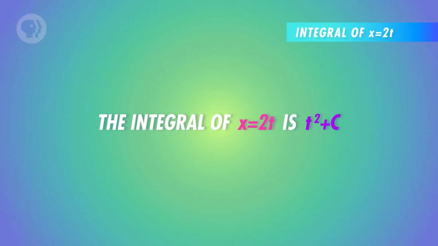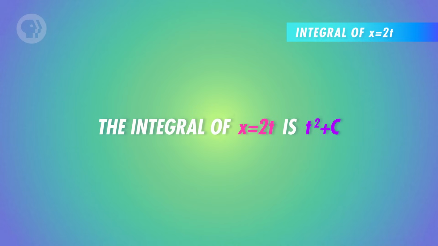Like the derivative of t squared is 2t, but you can add any number or a letter representing a number to it, and the derivative will still be 2t. So the derivative of t squared plus 1 is also 2t, and the same is true for t squared minus 7. Which means if you're looking for the integral of an equation like x equals 2t, you have infinite choices, all of which are equally correct.